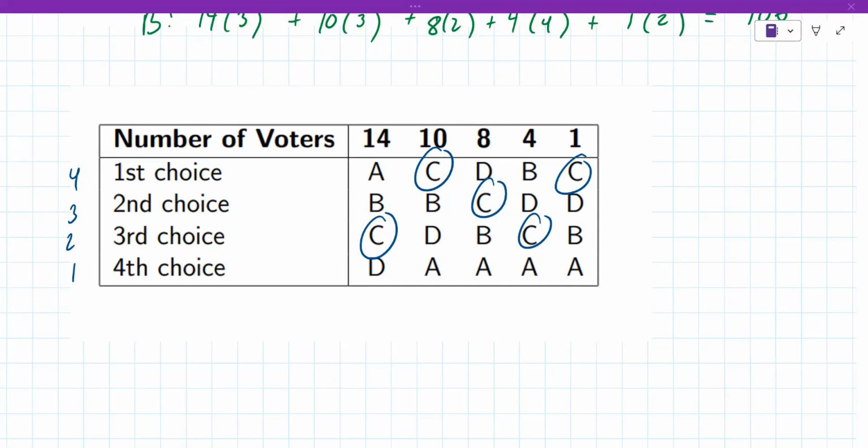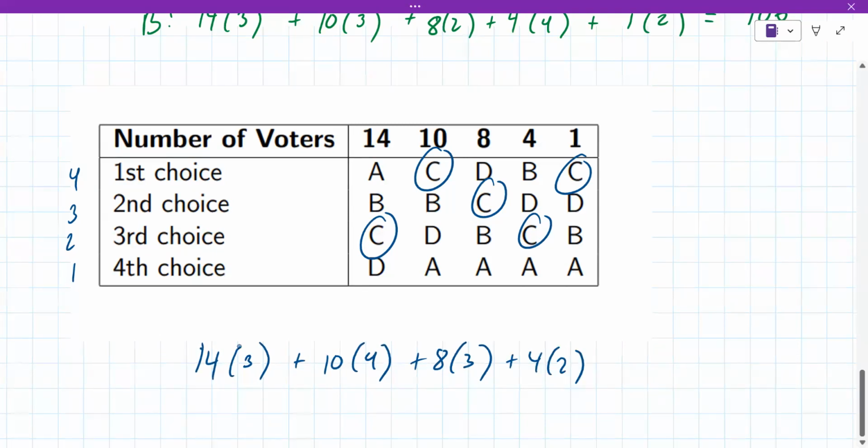114. No, I got 118. Maybe I made a mistake here. So I did 14 times 3 plus 10 times 4 plus 8 times 3 plus 4 times 2 plus 1 times 4. Does that match up with what you have? I had, oh, this 14 is times 2. There's the difference. Okay, any other differences? I don't think so. The rest looks the same. What do you have? That was my fault.